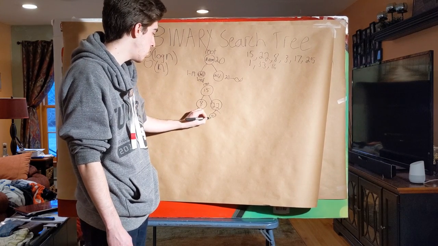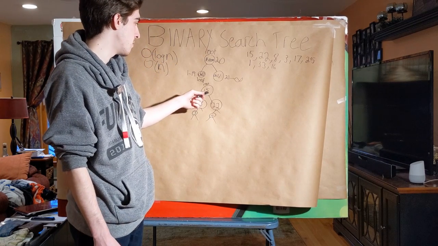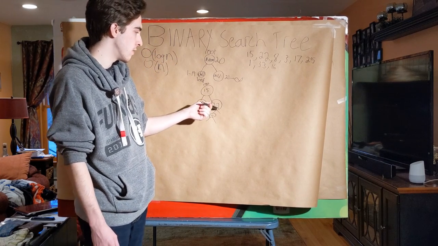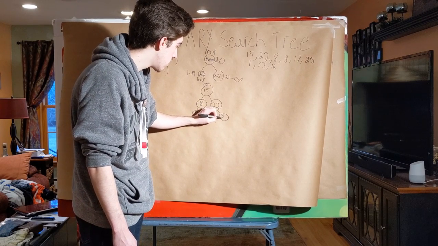17. Then you have null pointers, left and right. You look at 25. 25 is bigger, so you go to the right. 25 is bigger than 22, so you go to the right again. 25.